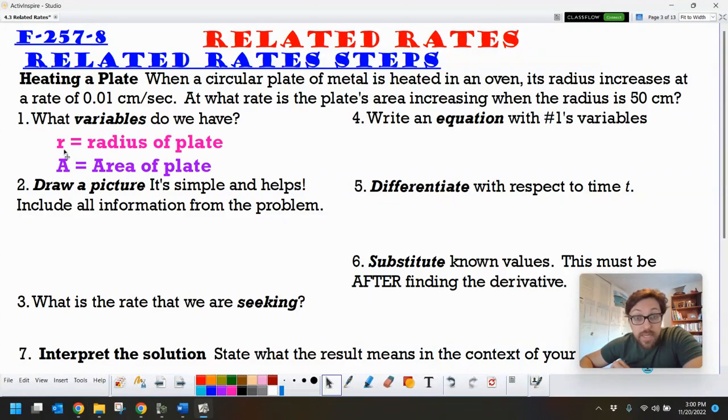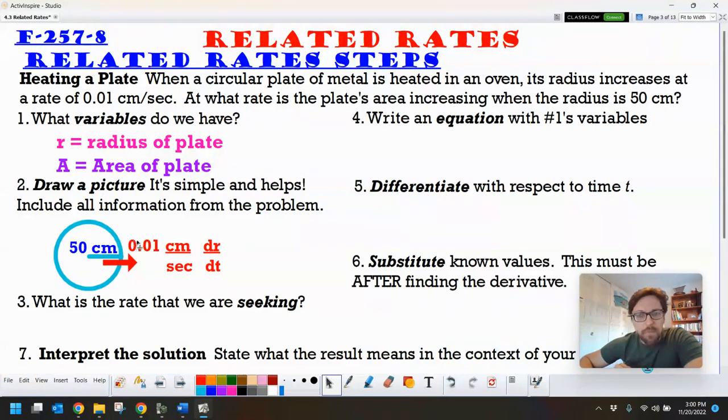Well, we've got a radius of our plate that's going to be changing as this heating is happening, and the area of the plate is also going to be changing. So we've got two things that are going to be changing. Then we want to draw a picture. It's a really simple step, but it really helps us see what's going on with this problem.